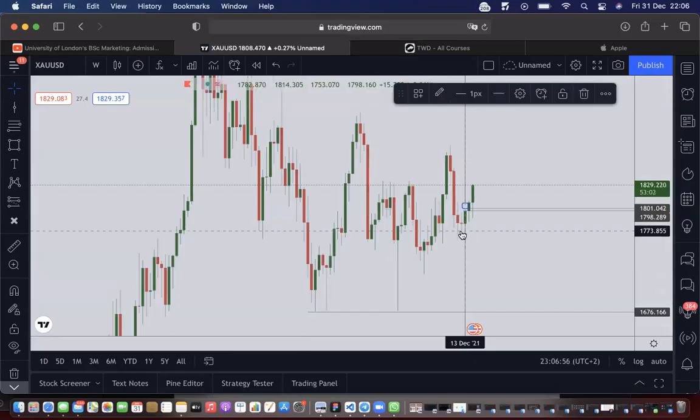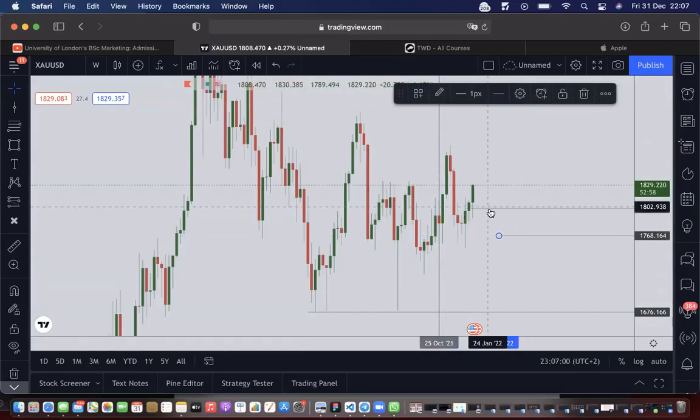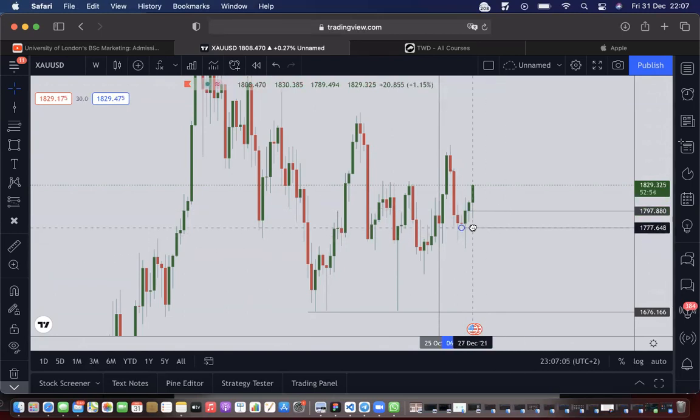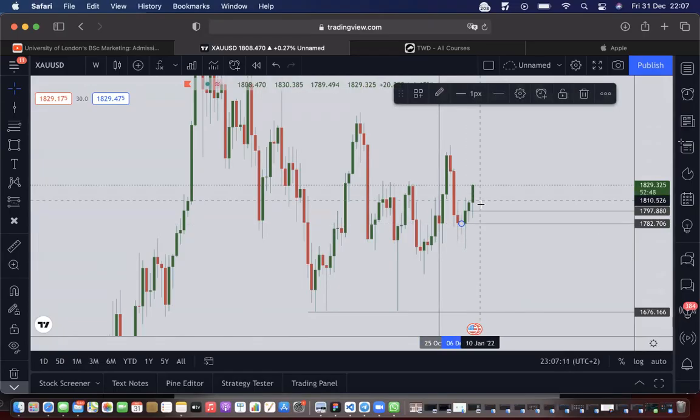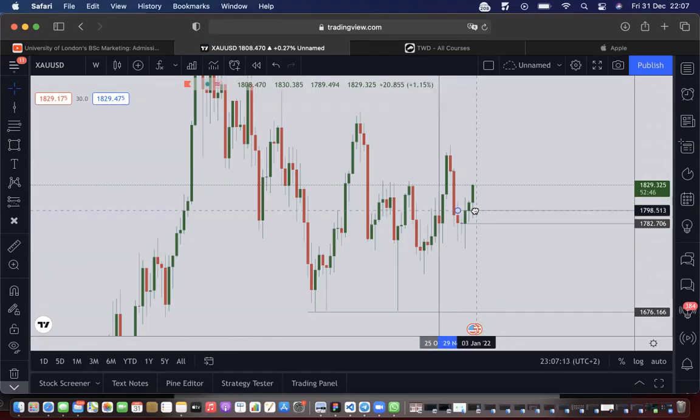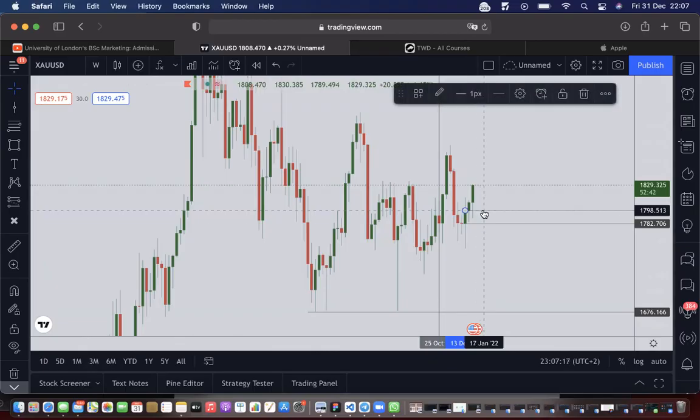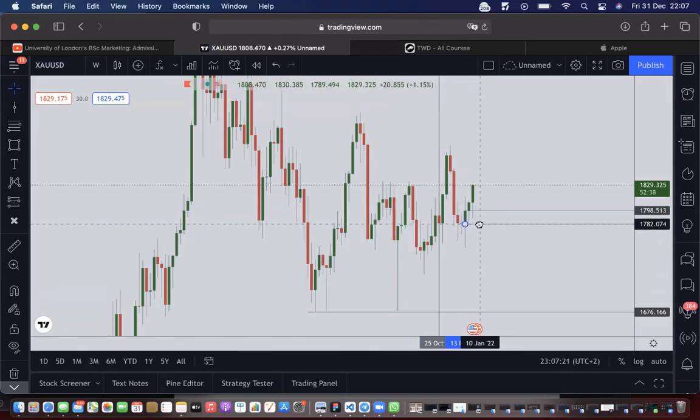Let me adjust this first. We start from the open of the bull order flow zone, the bull order flow, and the close of that previous week, because it's going to be the previous week when analyzing.